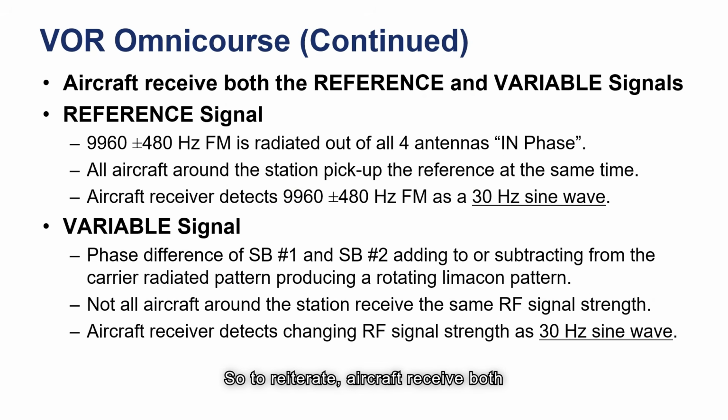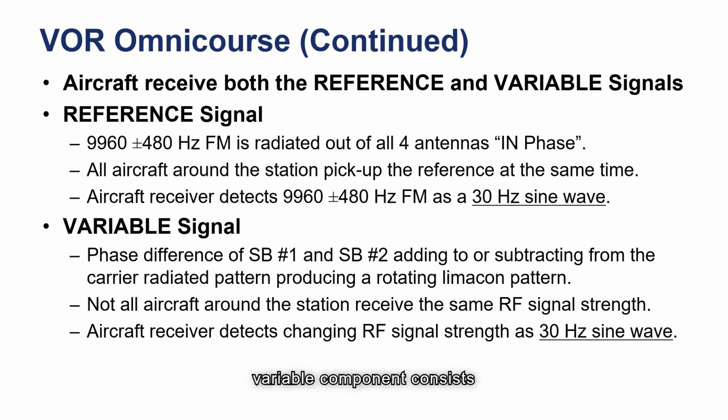So to reiterate, aircraft receive both the reference and variable signals. The reference signal consists of the 9960 Hz plus or minus 480 Hz that's FM modulated and radiated out of all 4 antennas in phase. All aircraft around the station pick up the reference at the same time. Aircraft receivers will detect a 9960 plus and minus 480 Hz FM signal as a 30 Hz sine wave.